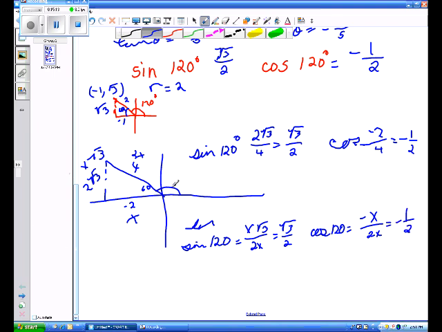So it doesn't matter when you're picking this point on the terminal side for an angle. You can pick any point. The ratios turn out to be the same because your sides are always proportional. And so you can pick any point there that you would like to.